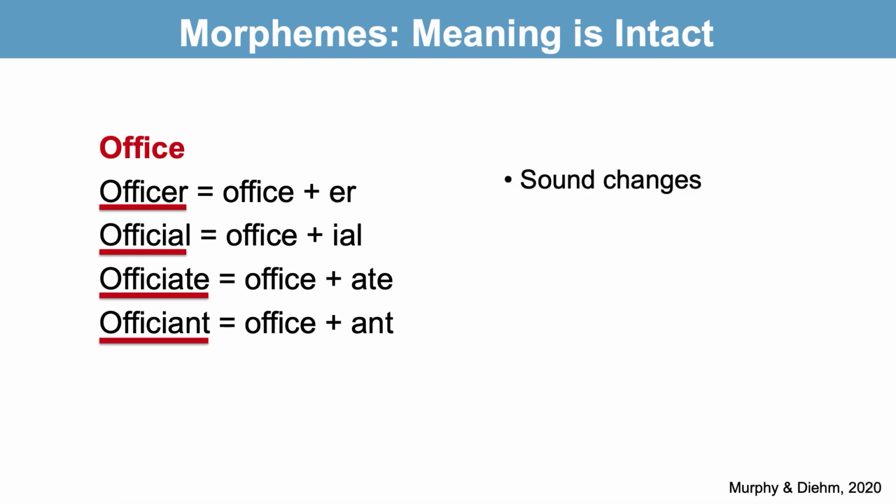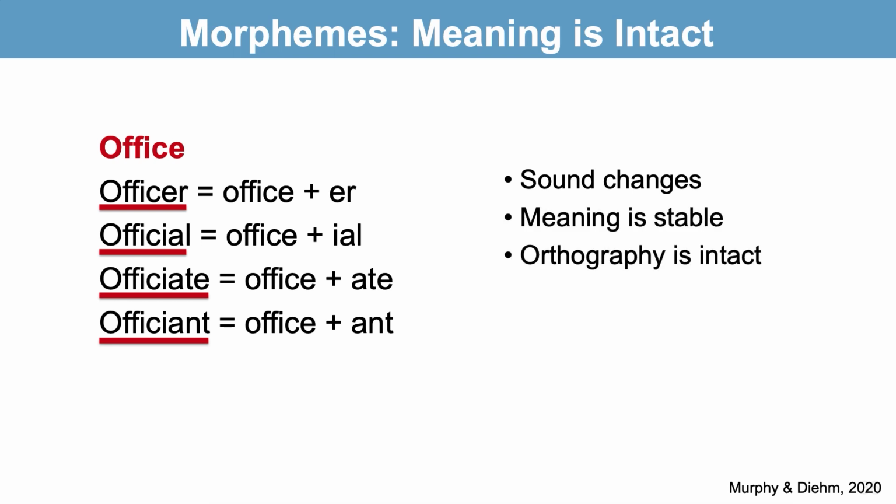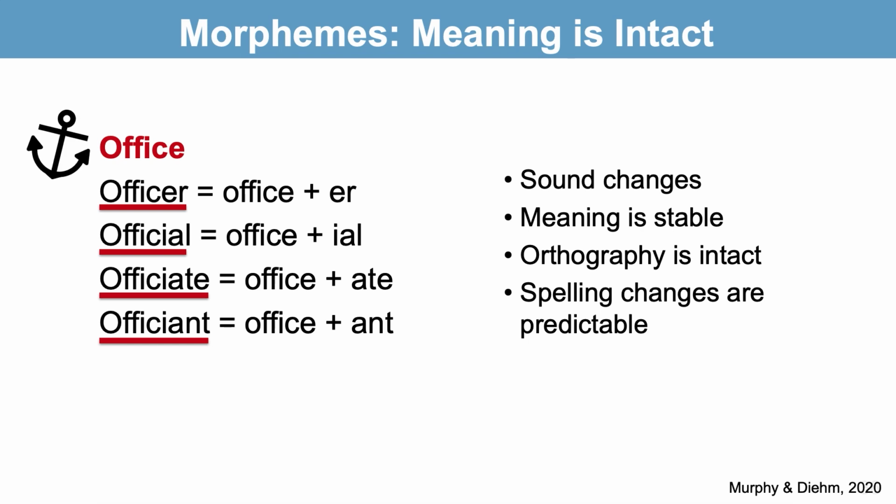Even though the sounds changed as the words were affixed, the meaning remained stable, and the spelling stayed mostly intact to indicate its meaning. And we can see that the spelling changes made when adding affixes were based on predictable patterns. So even though the sound and orthography may shift, morphology serves as an anchor between related words.